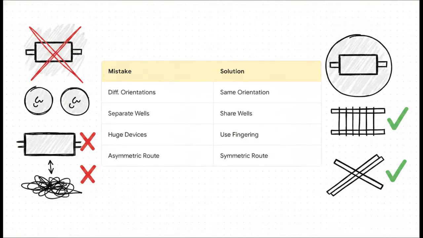Now, what's absolutely crucial to understand here is exactly what not to do. Some of the most common mistakes out there ruin matching instantly. Never use different orientations. Always keep them facing the exact same way so they experience similar layout-dependent effects like stress and implant angles. Instead of separate wells, use well sharing whenever the design rules permit it, since it improves environmental matching and saves you space. Instead of drawing one huge, wide transistor, use fingering to reduce gate resistance and keep the layout compact. And absolutely, under no circumstances, use asymmetric routing.